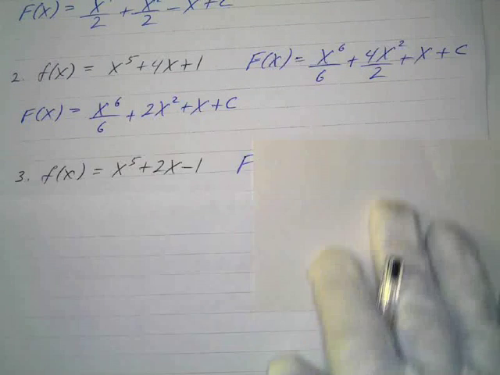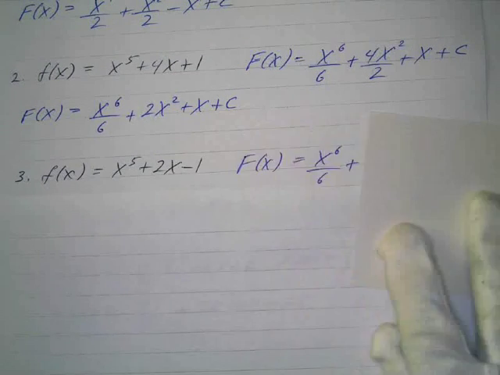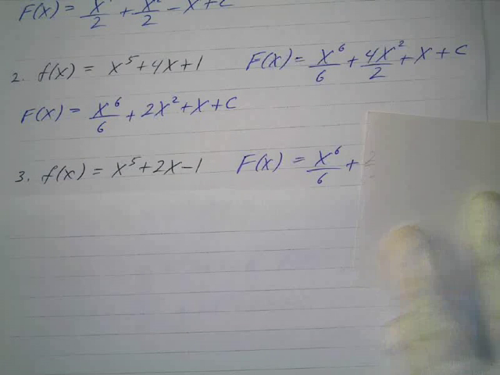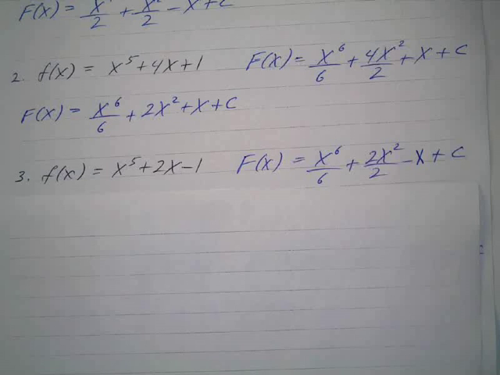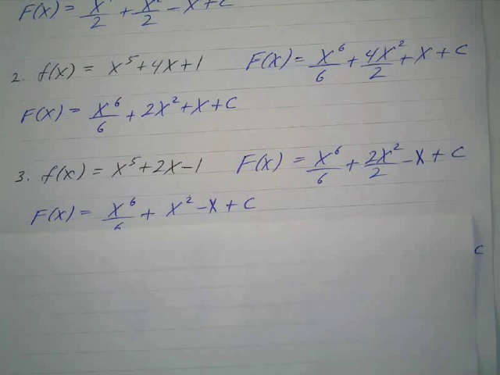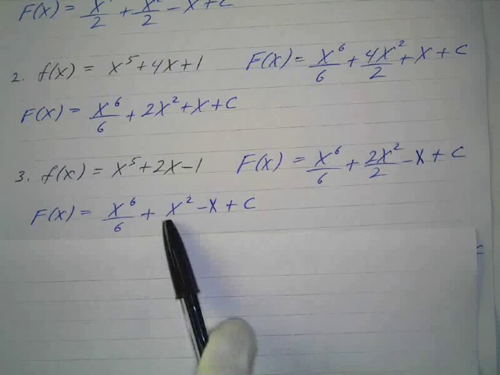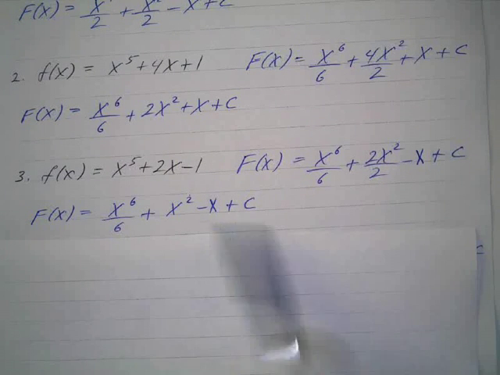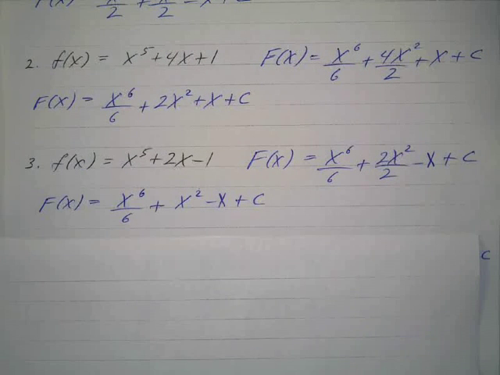Let's try number 3, x to the 5th. So again, I add 1: x to the 6th divided by 6, 2x squared divided by 2, minus x plus c. And then I can just simplify this. So basically that's one thing I can simplify. This 2 over 2 is 1, minus x plus c. All right. And then number 4.